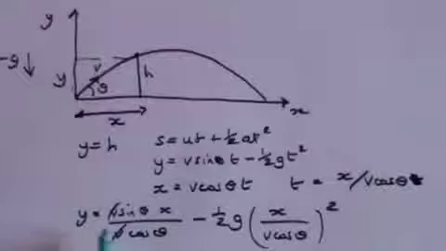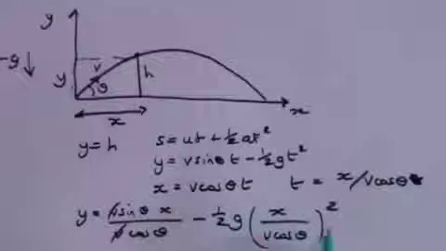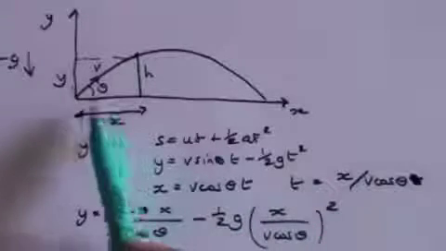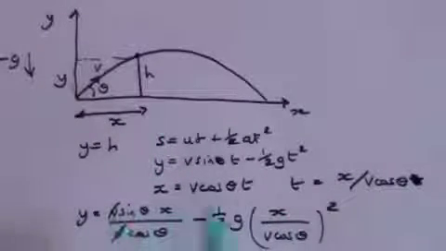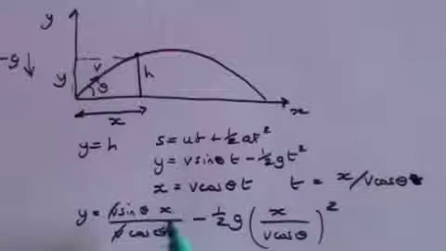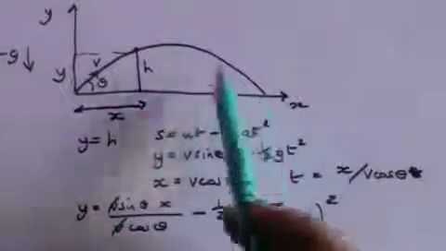And that formula is essentially y equals a constant times x squared, right, because g, v, cosine theta, sine theta, they're all constants. X is the variable, so y equals a constant times x squared plus a constant times x, and that is the shape of a parabola. So this is showing parabolic motion.